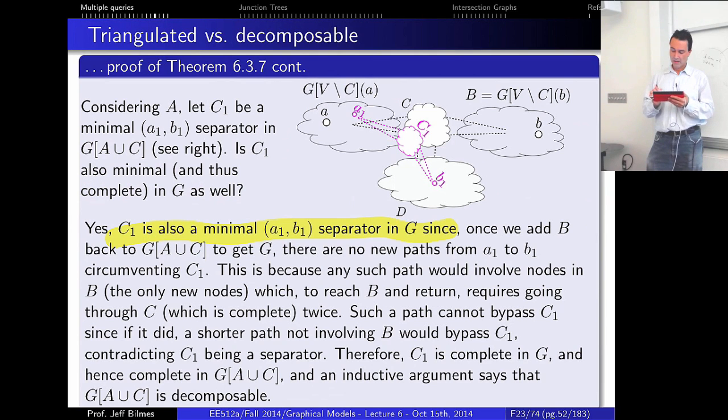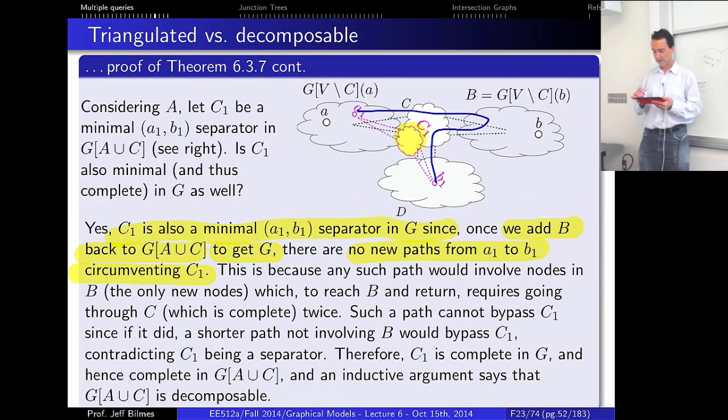So the argument goes like this. When we add back in B to this component, there aren't any additional paths from A1 to B1 that circumvent C. In other words, C1 here is a minimal A1, B1 separator, right? And the argument says that there are not going to be any paths after we add back in B that circumvent C1. And the reason why is that if there was such a path, C1 wouldn't have been a separator, right?